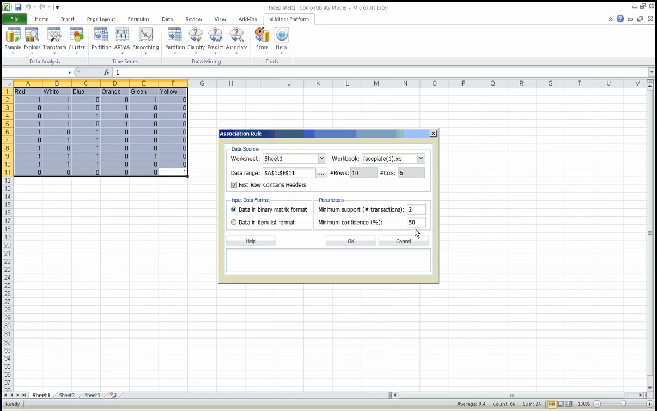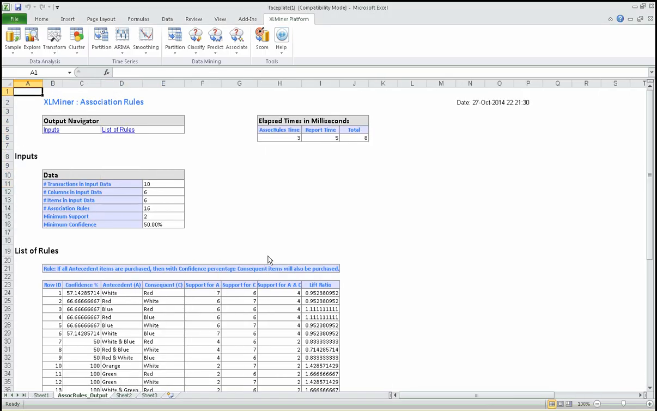To make it easy to understand, let's look at the language XLMiner uses. It uses X as antecedent, Y as consequent. That is, if antecedent, then consequent. Antecedent is represented as A, consequent as C. So now we want the confidence to be 50%. Let's pick 50% to begin with, or you can try 70% if you want.